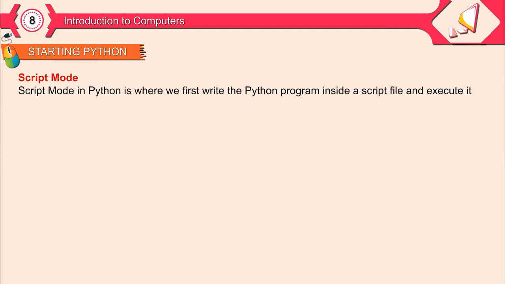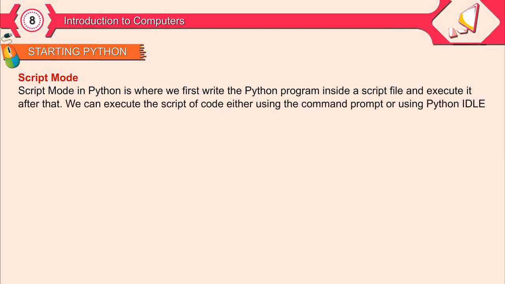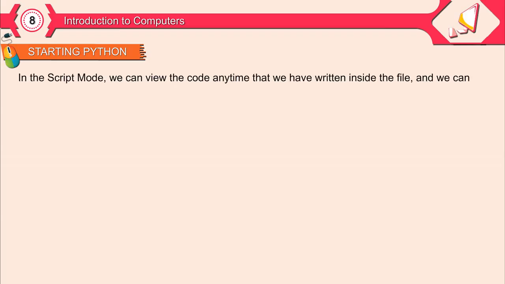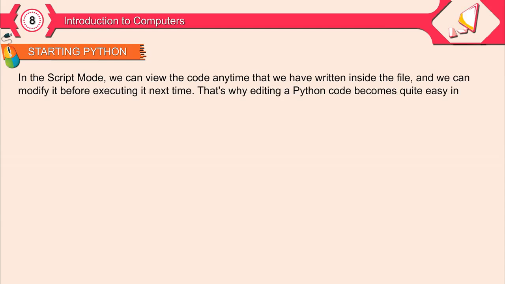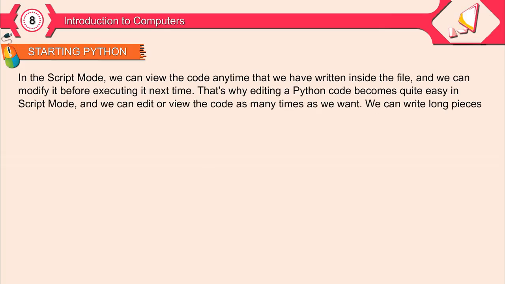Script mode. Script mode in Python is where we first write the Python program inside a script file and execute it after that. We can execute the script of code either using the command prompt or using Python IDLE installed in our system. In the script mode, we can view the code anytime that we have written inside the file, and we can modify it before executing it next time. That's why editing our Python code becomes quite easy in script mode, and we can edit or view the code as many times as we want.